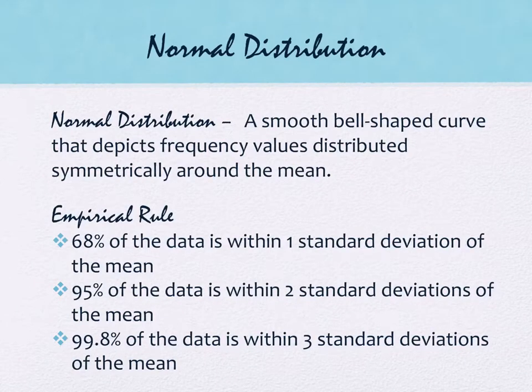So normal distribution is a smooth bell-shaped curve that depicts frequency values distributed symmetrically about the mean. There are lots and lots of things that are distributed normally. If you were to go to the grocery store and pick up a box of Lucky Charms, it will tell you on the bottom how many ounces are in the Lucky Charms. You guys know what I'm talking about? All products do this. They tell you how much is inside of it.